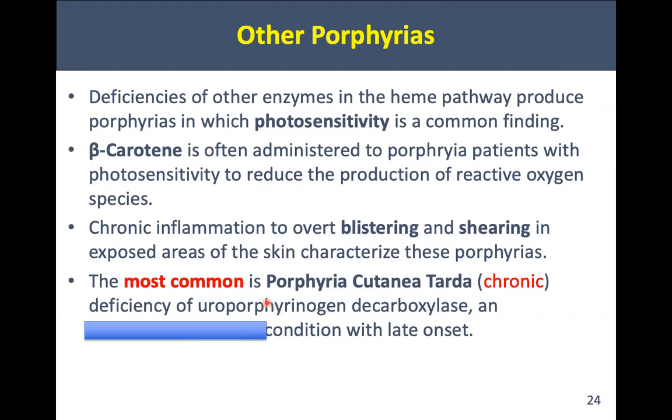And what is the pattern of inheritance in porphyria cutanea tarda? The answer is autosomal dominant. We only have one autosomal recessive porphyria.